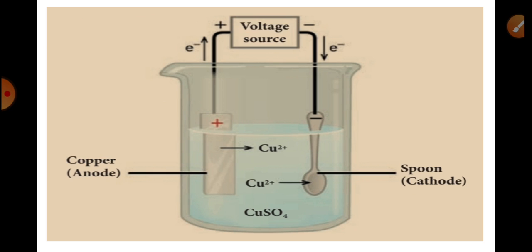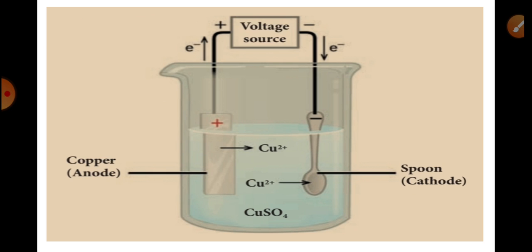connect it to the positive terminal. We connect the copper plate to the positive terminal, and the iron spoon to the negative terminal of the battery. In the voltage source, there is a positive and a negative. So now tip them in the copper sulfate solution. Tip the electrodes, anode and cathode. This is nothing but the electrode. So the electrodes, copper and spoon, anode and cathode, are dipped in the copper sulfate solution. We dip them inside the copper sulfate solution.